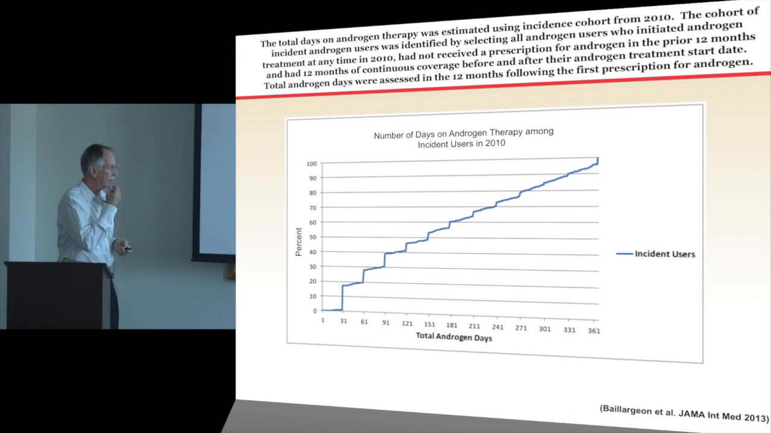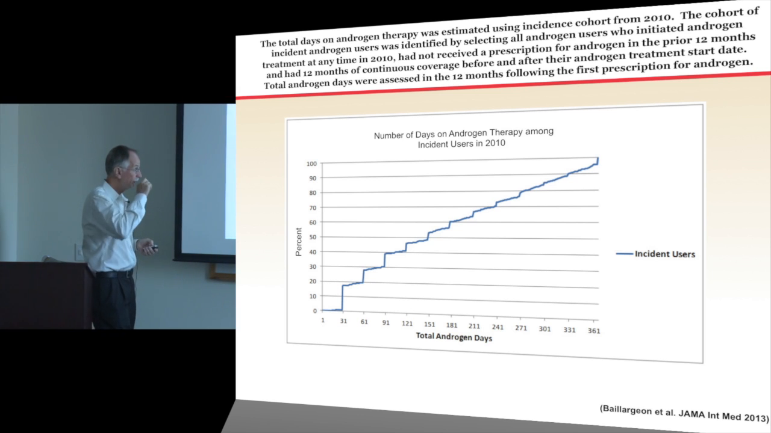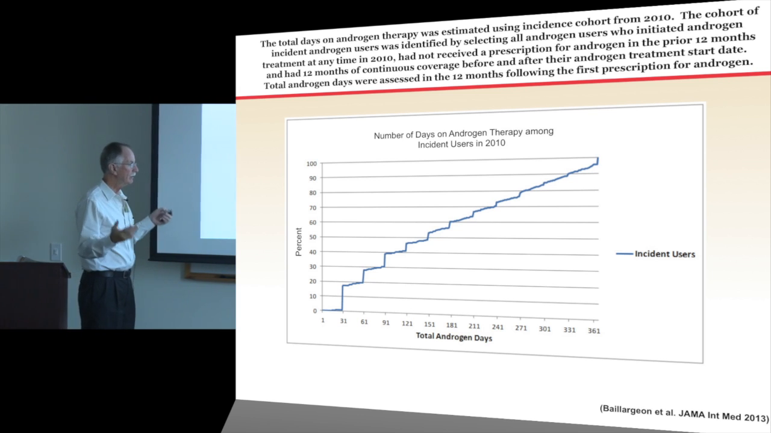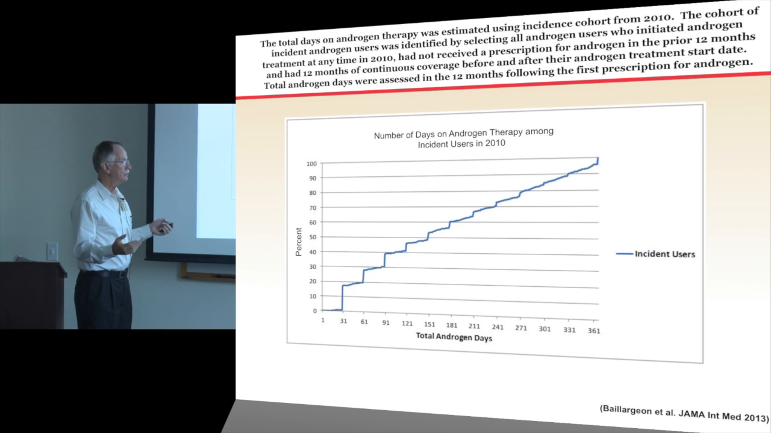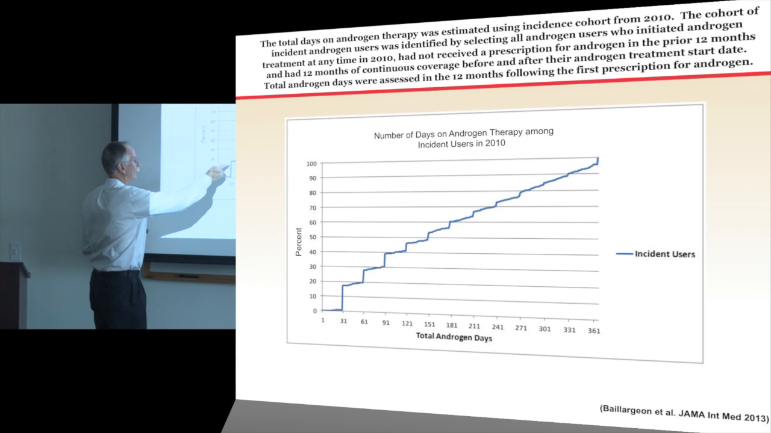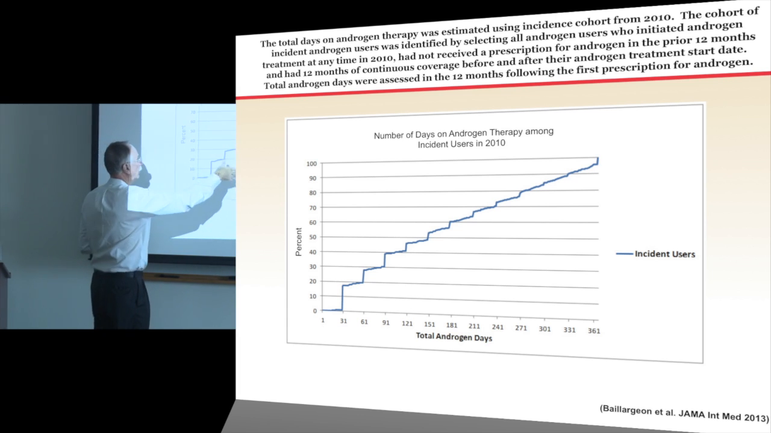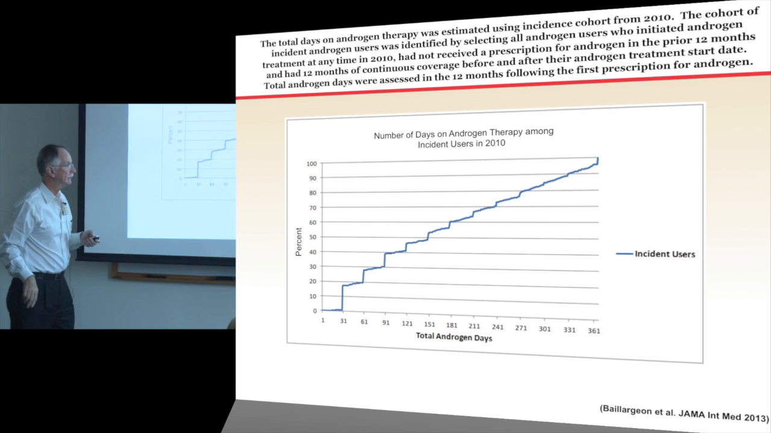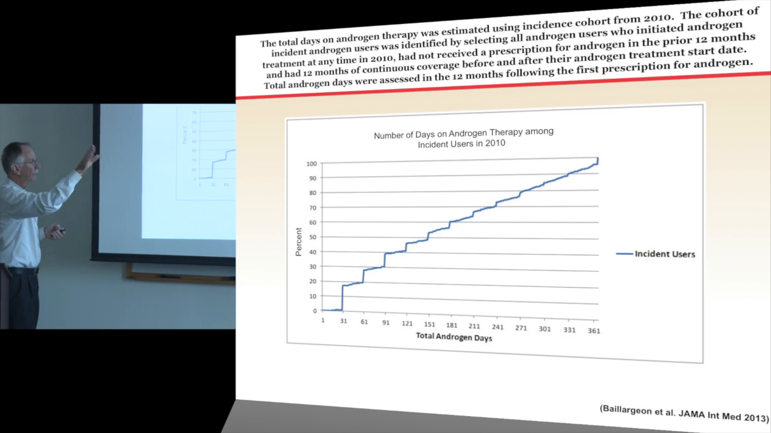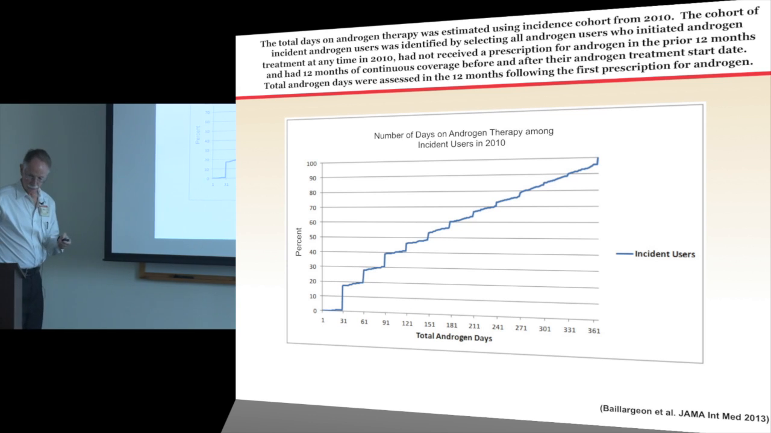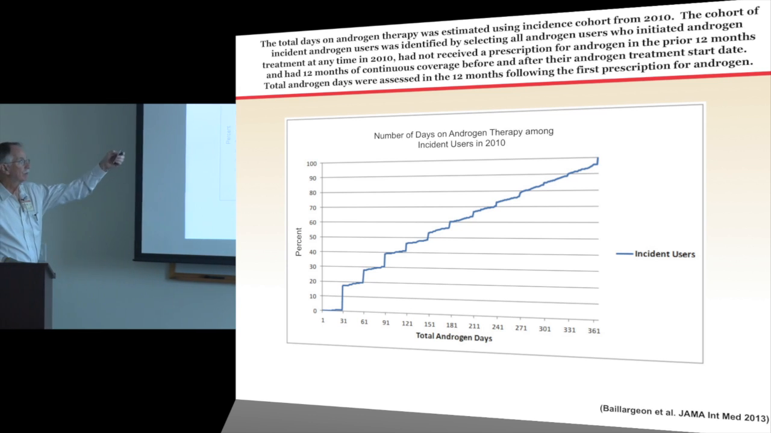When we looked at a sort of cumulative measure of how long they were on it, all of these people got at least one script for androgens in 2011. And it turns out that almost 20% just got 1 month's supply and stopped, and 30% got 1 or 2 months, and about half got 4 months or less. And then if they have more than 6 months supply, we tend to think of that for a drug like Androgel as probably they're taking it full time.